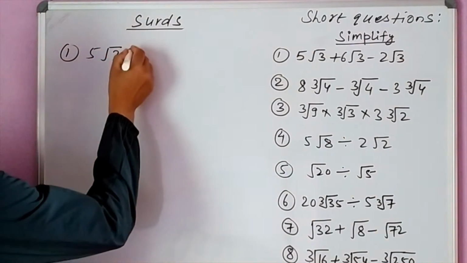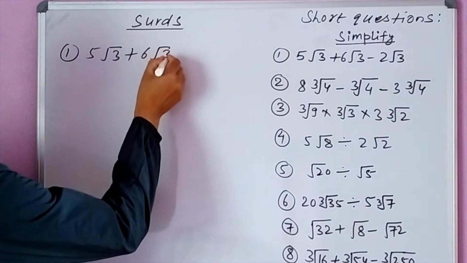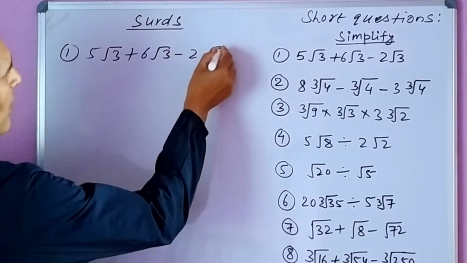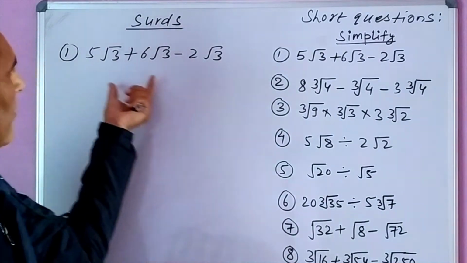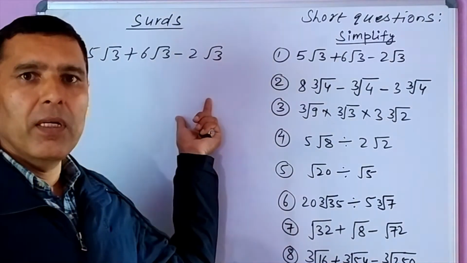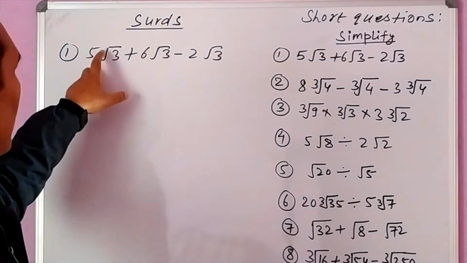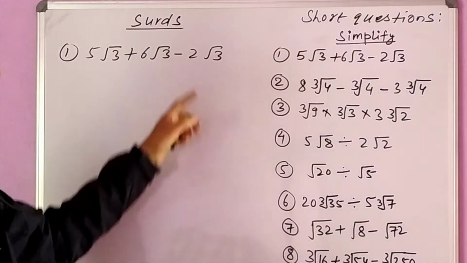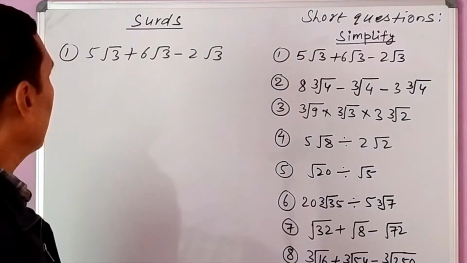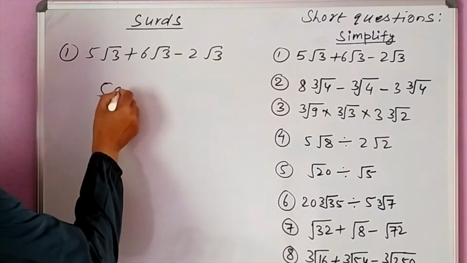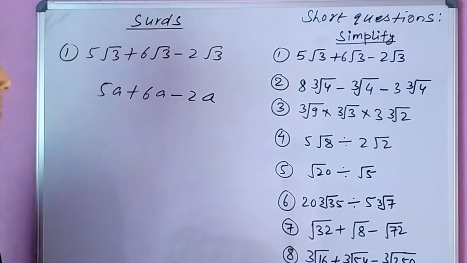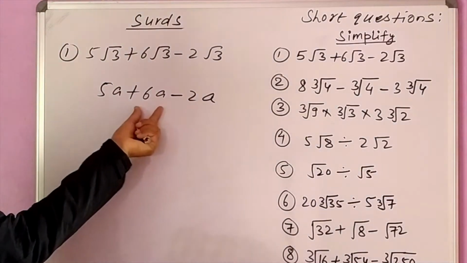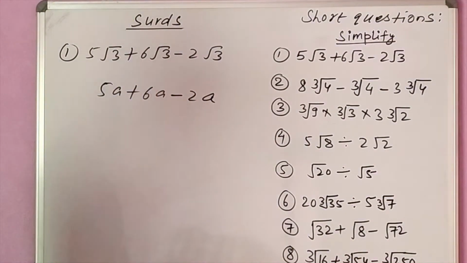5 under root 3 plus 6 under root 3 minus 2 under root 3. These surds which are given here all are the like surds because they have the same order, order 2, and radicand also same, it is 3. So it is just like 5a plus 6a minus 2a in algebra. So 5a plus 6a, 11a minus 2a, it is 9a.